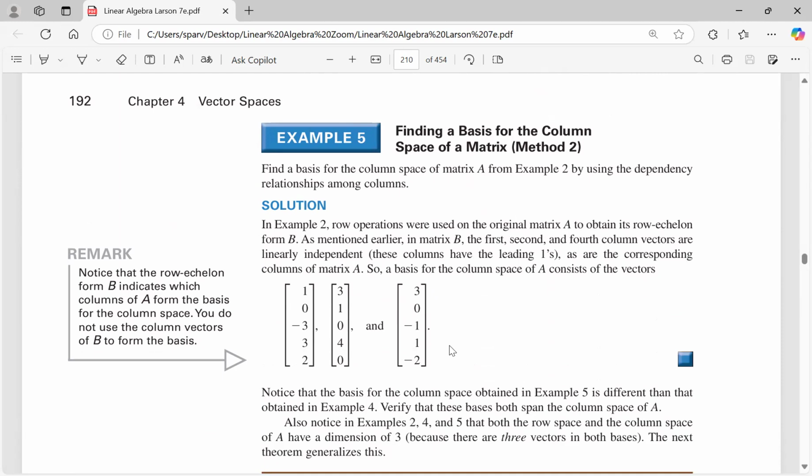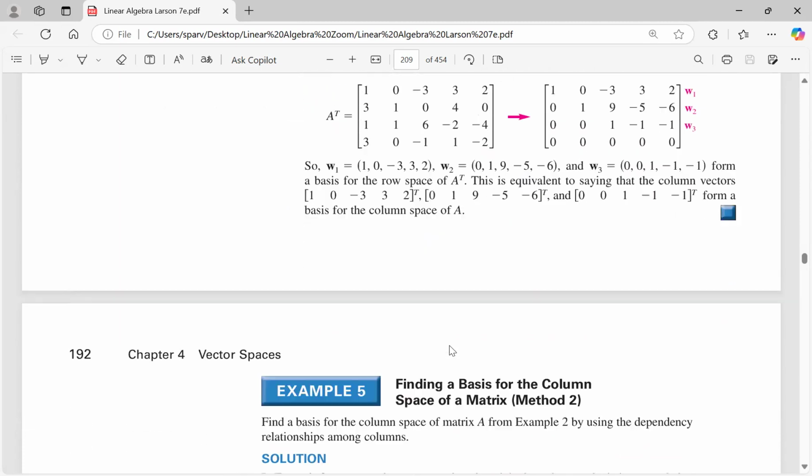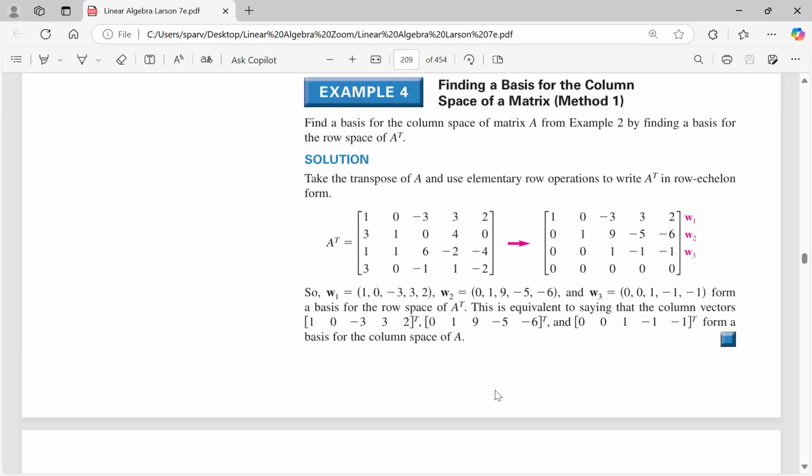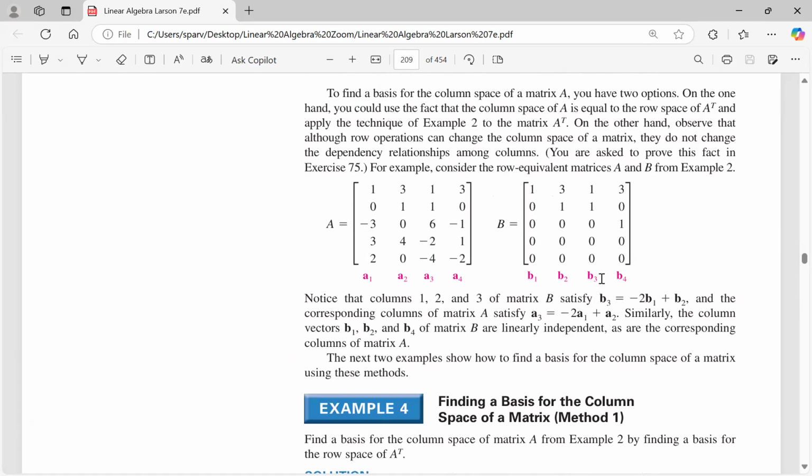You can also look at, let's say for this one, where is it? So he's looking at matrix B. Okay, let's go to matrix B. That's up here. So this is matrix B. So you look at here, you have a leading one, right? This column, the first column, has 1. So this would be a basis for the column space.